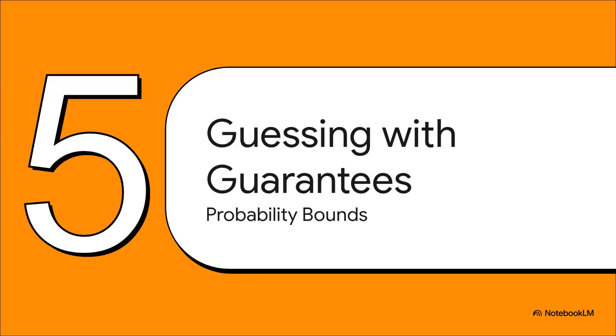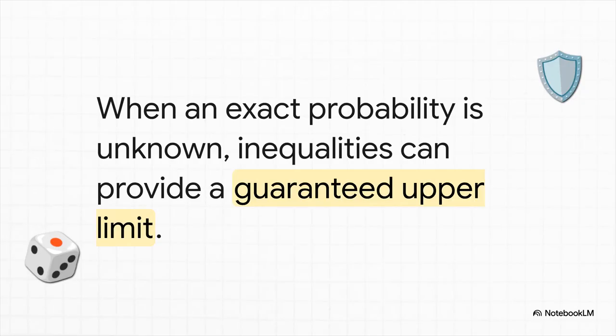Okay, now for what I think is one of the absolute coolest and most powerful uses for inequalities: making guaranteed predictions, even when you're missing almost all of the information. I mean, think about it. In the real world, you almost never have perfect information, right? Certainty is super rare. But what if you could draw a line in the sand and say, look, I don't know the exact answer, but I can absolutely guarantee you it's not going to be more than this? Well, that's exactly what inequalities let us do with probability.